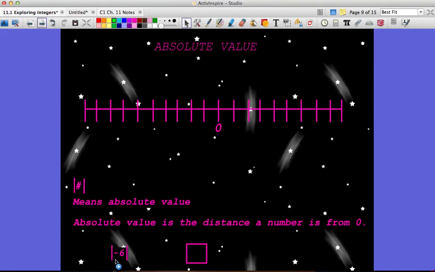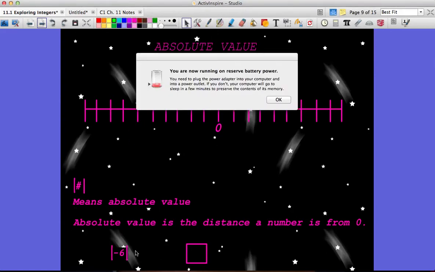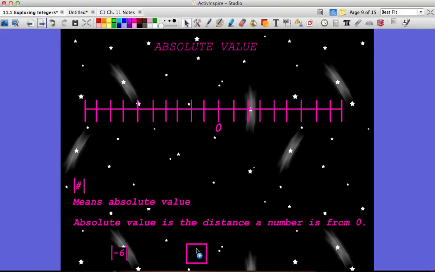Right, so if we want to know the absolute value of negative 6, we have to go to the number line and find negative 6. So we count backwards, 1, 2, 3, 4, 5, 6. Because negative 6 is 6 spots away from the 0, its absolute value is considered to be 6.